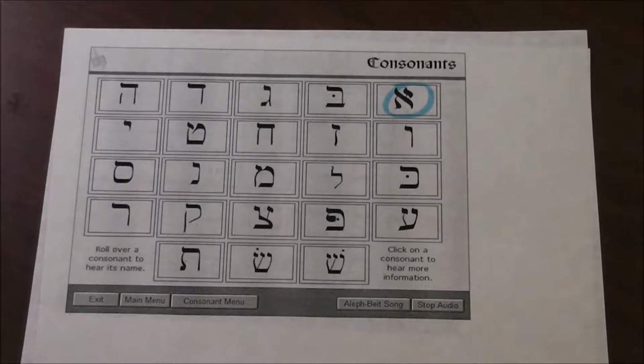Now that doesn't make it unimportant, and that doesn't make it interchangeable with other things. If you have an Aleph there and you try to swap it with some other letter, you're going to change the word. It's going to become a different word. It doesn't mean it's swappable or addable or droppable or unimportant. It just means that it doesn't have a consonant sound of its own that it gives.